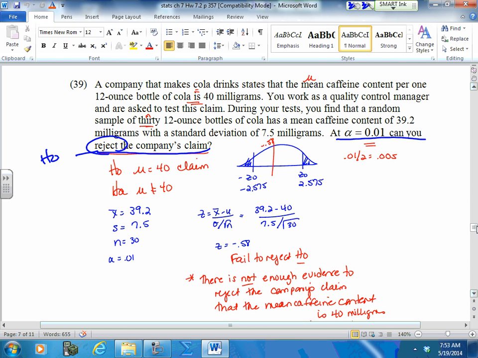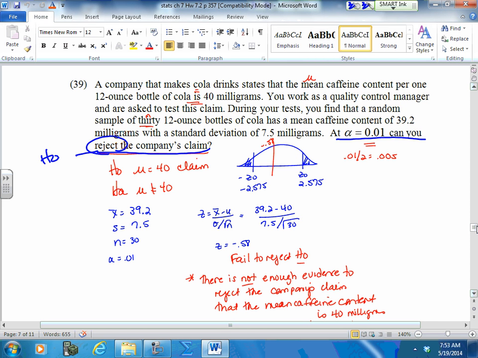Reject has to be an H0 and the company. So go back to see what the company said. That's another easy way to find your claim. Sometimes they say it first, sometimes they say it in the middle, sometimes they say it last. Usually the reject and the support word will help you figure out which one is which. So we have the claim, the opposite, the complement, the HA.